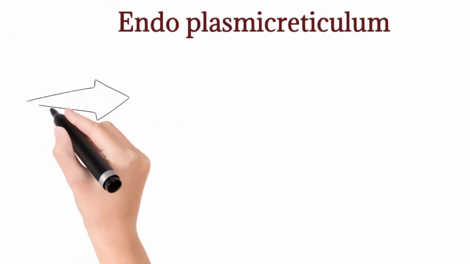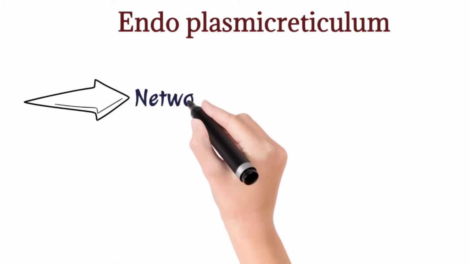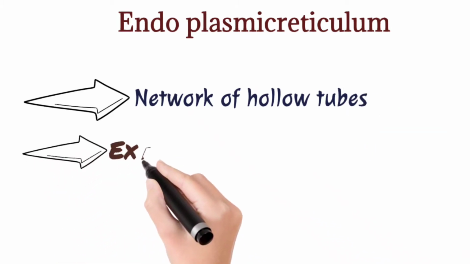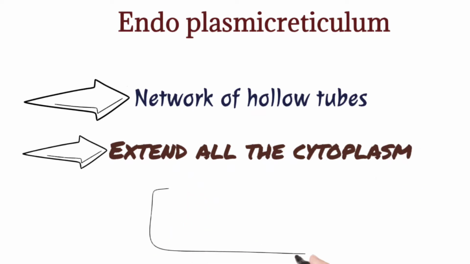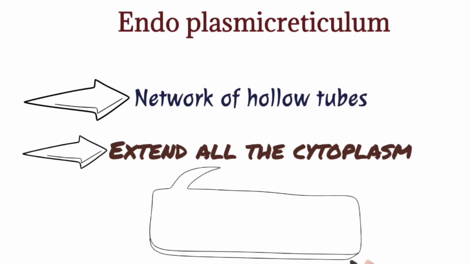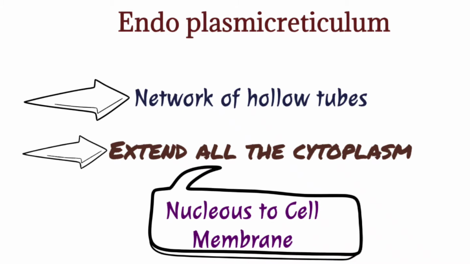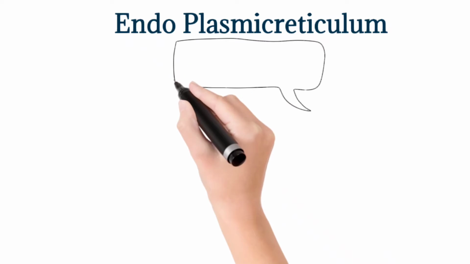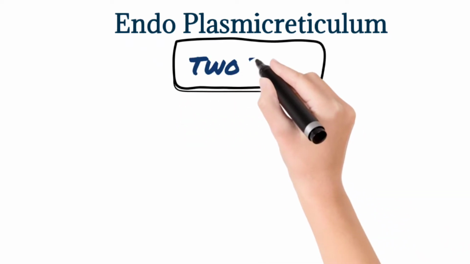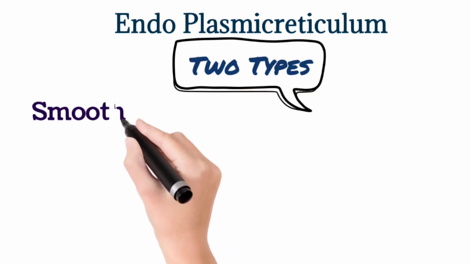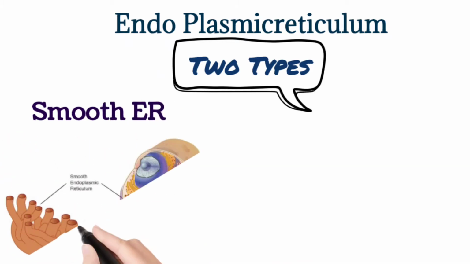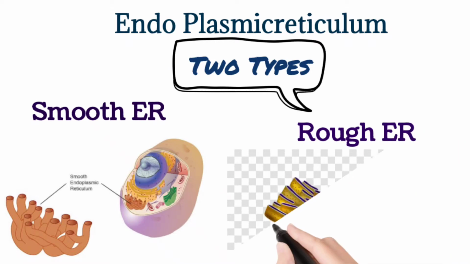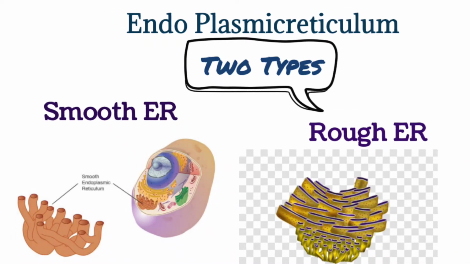Another one is known as endoplasmic reticulum. What is endoplasmic reticulum? It is a network of hollow tubes, and these tubes extend through the cytoplasm from the nucleus to the cell membrane, all over the cytoplasmic region. The endoplasmic reticulum has two types. Number one is smooth endoplasmic reticulum. This is the smooth endoplasmic reticulum. Another is rough endoplasmic reticulum, and this one is the rough endoplasmic reticulum.